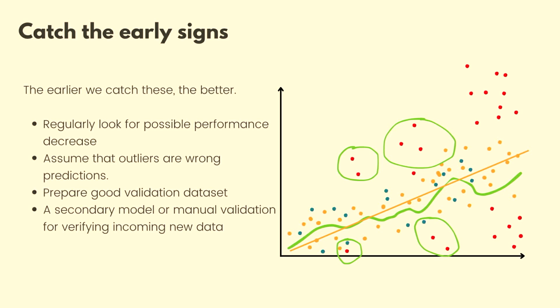And ideally, you should have a secondary model, a stronger, more powerful model for automated validation. Or sometimes, actually most of the time, we do manual validation of sampled incoming data so that we're sure that the application is performing really well. And it's very useful in terms of retraining or creating a new version of the model.